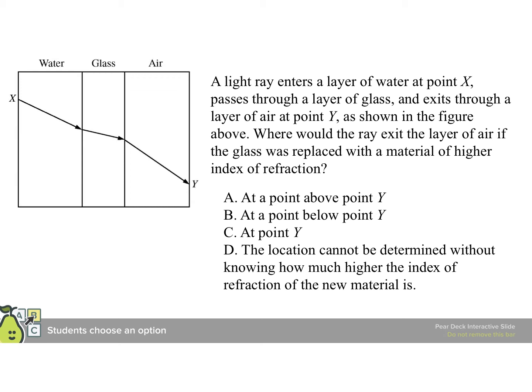All right, well, remember that this is the normal. If we had higher index of refraction, then it would have bent even more towards the normal. And then when it went out here, it would be starting later and it would bend less, and so we'd end up over here, a point above Y.